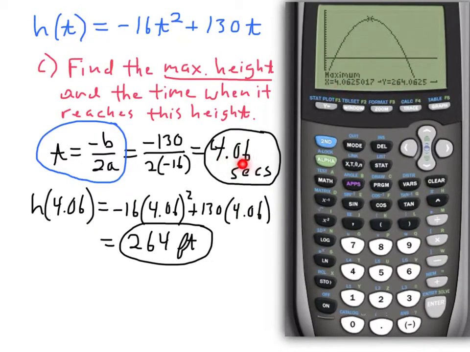That's the same answer we got when we did it with our formula. And then the y value is 264, which again is the same answer we got down here. So we can also find this maximum height either algebraically, using the formula negative b over 2a to get the vertex, or we can do it graphically.